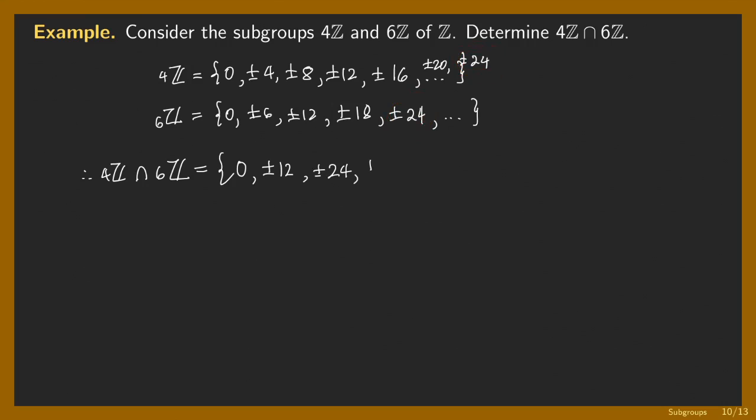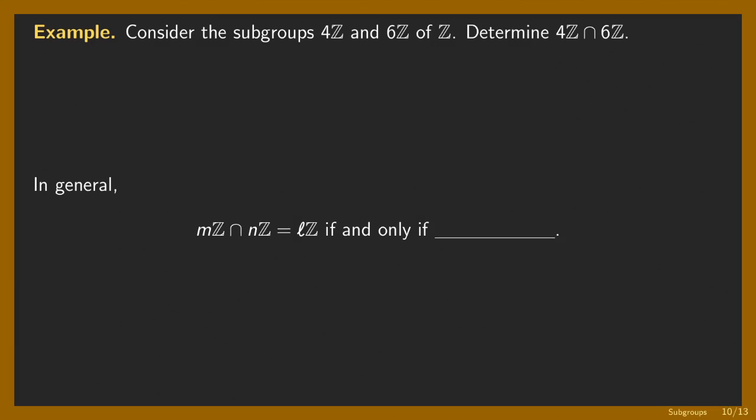You are correct. This is plus or minus 36 and so on. So as you can see, what remains in the intersection are basically the integer multiples of 12. Therefore, this is the subgroup 12Z. In general, that will always be the case.